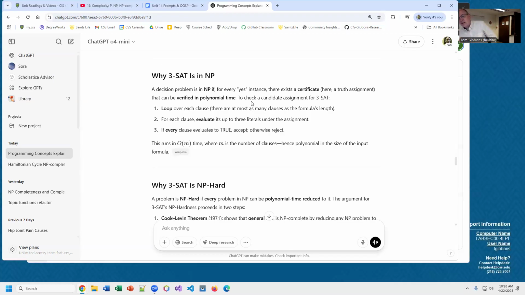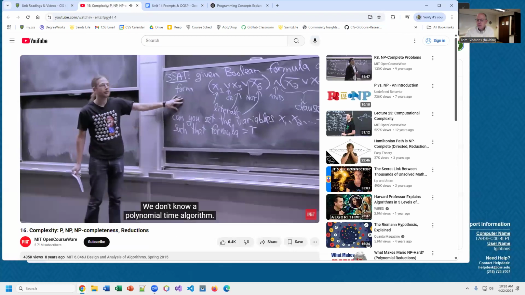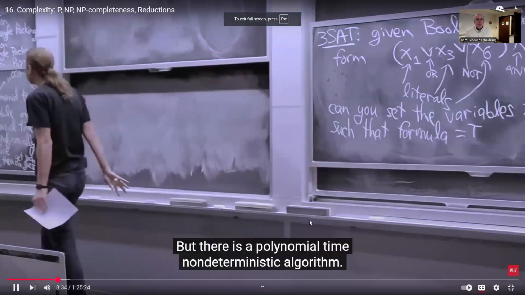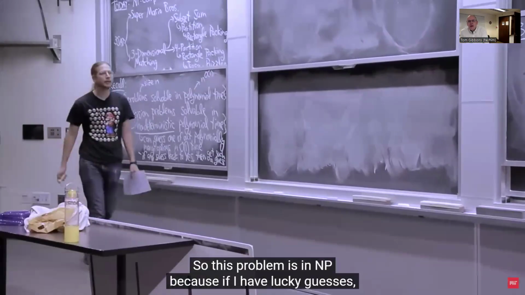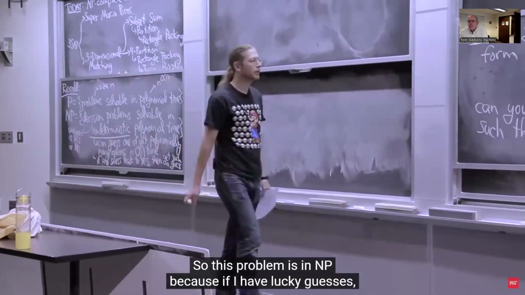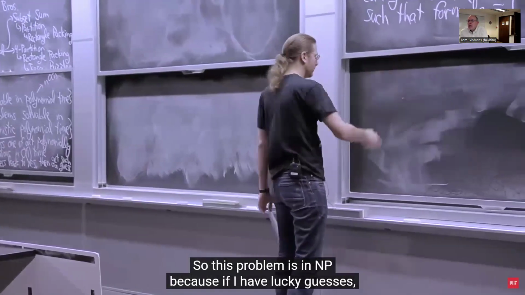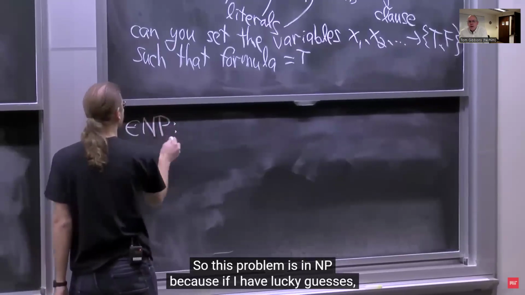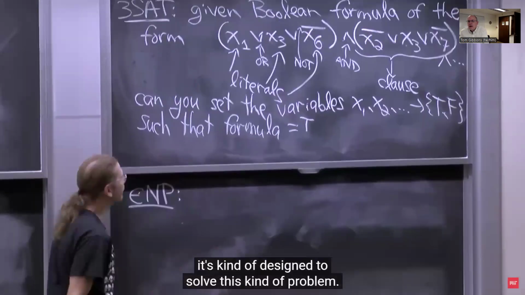Okay, so now we're going to prove that 3-SAT is in NP. This is a hard problem. We don't know a polynomial time algorithm. There probably isn't one, but there is a polynomial time non-deterministic algorithm. So this problem is in NP because it's kind of designed to solve this kind of problem.